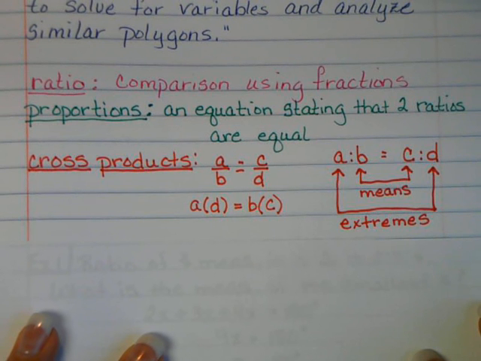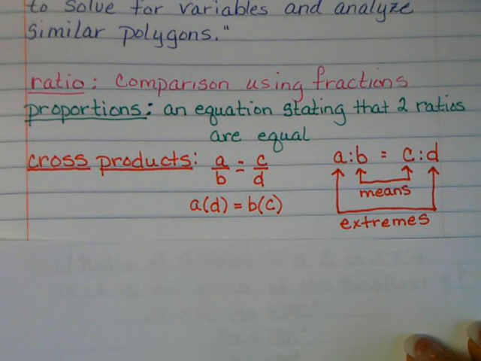The next one is proportions. Proportions is an equation stating that 2 ratios are equal. Okay, so one ratio is just one fraction. Proportions is comparing 2 fractions or 2 ratios. All right. For instance, 4/6 equals 2/3.